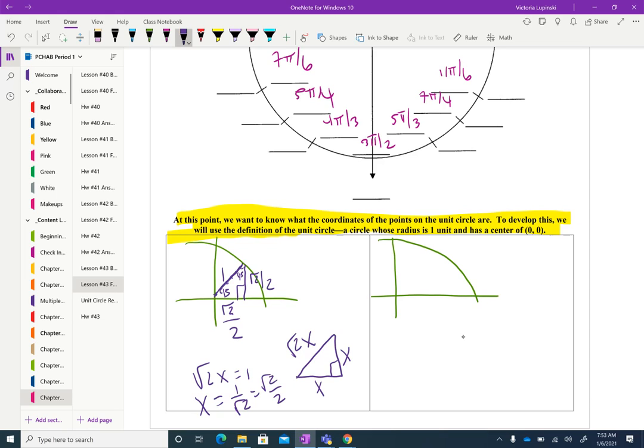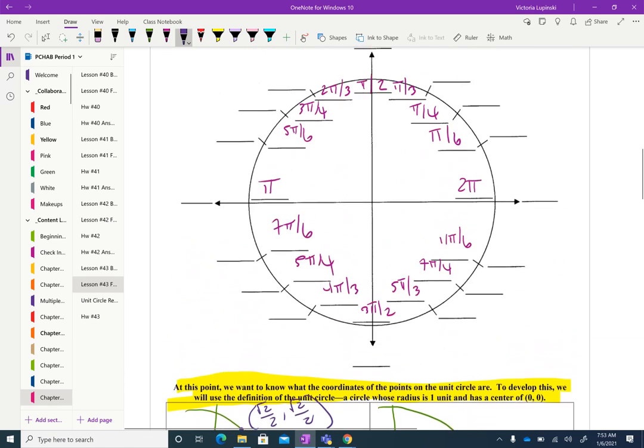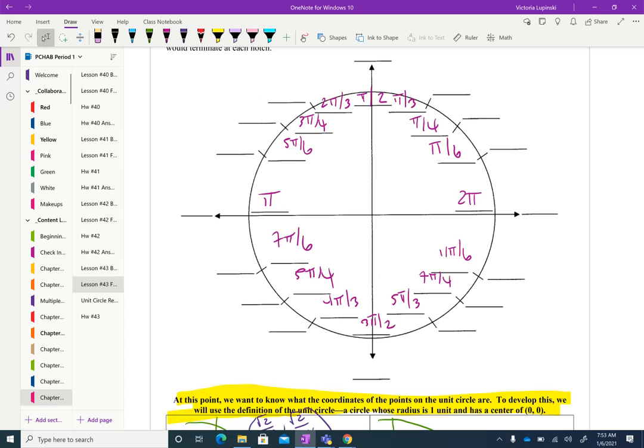This x distance on the triangle is radical 2 over 2, and this y distance is radical 2 over 2. So if I write an ordered pair, the x value comma the y value, it would be root 2 over 2, comma, root 2 over 2. Because of that, if I go back to my unit circle and go to pi over 4, I'm going to write that ordered pair as the square root of 2 over 2 and the square root of 2 over 2.